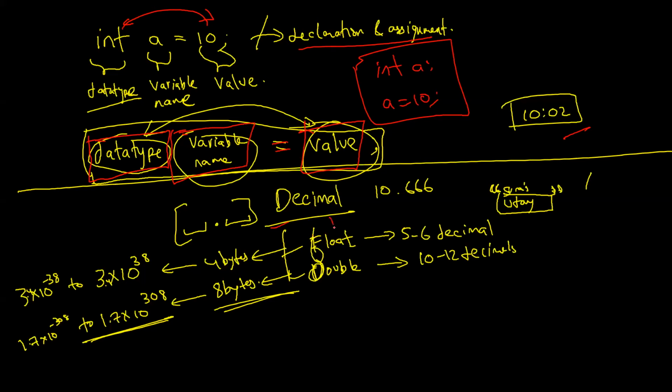And then to store decimal values, I said that there are two primitive data types, that is float and double. This one could store up to 5 to 6 decimal places, and this one could store up to 12 decimal places. And this is the range of these things: 1.7 into 10 power 308 and 3.4 into 10 power 38. So this is the range. We'll learn how this range has come later.